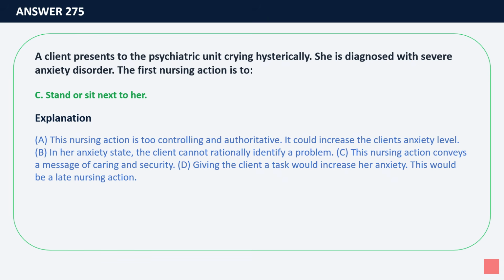Answer: C. Stand or sit next to her. Explanation: A. This nursing action is too controlling and authoritative. It could increase the client's anxiety level. B. In her anxiety state, the client cannot rationally identify a problem. C. This nursing action conveys a message of caring and security. D. Giving the client a task would increase her anxiety. This would be a late nursing action.